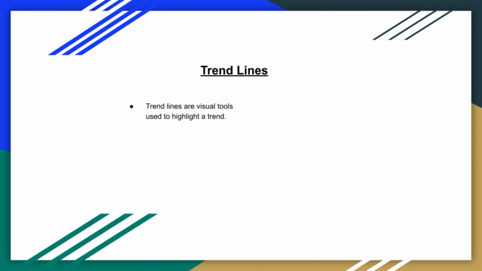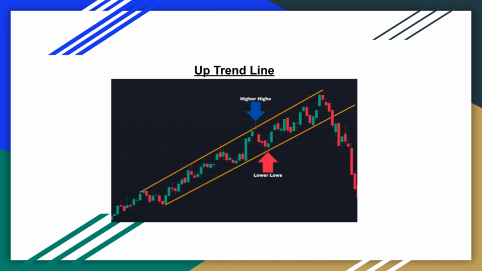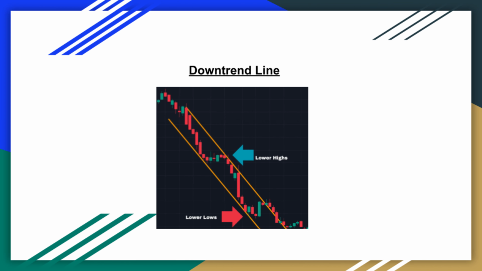Trend lines. Trend lines are visual tools used to highlight a trend. An uptrend line connects two or more rising bottoms, slopes upwards, and shows where buyers have consistently stepped in. A downtrend line connects two or more falling tops, slopes downward, and shows where sellers have consistently appeared.